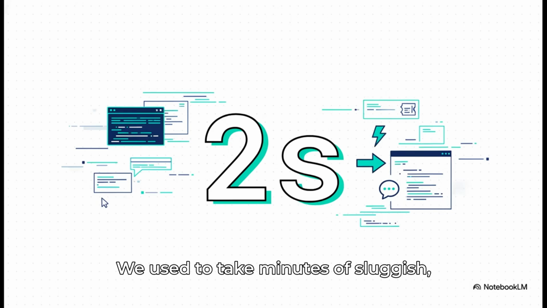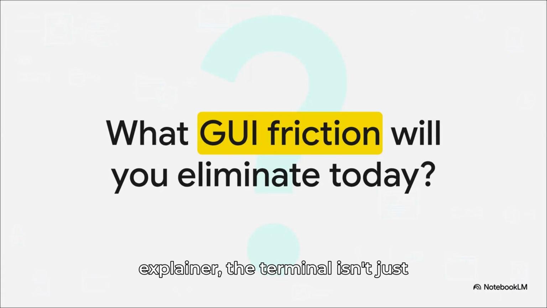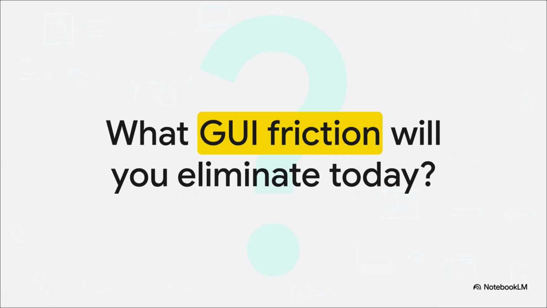Done. What used to take minutes of sluggish, tedious manual scrolling through the Console app, carefully dragging your mouse to select text, copying, pasting, and fixing broken formatting, now takes you exactly 2 seconds. You just hit enter, flip over to your Slack thread or ticketing system, and paste perfectly formatted error logs instantly. It's practically magic. As we've seen throughout this explainer, the terminal isn't just some retro alternative to the graphical interface. It is the absolute ultimate efficiency engine for modern support engineers.